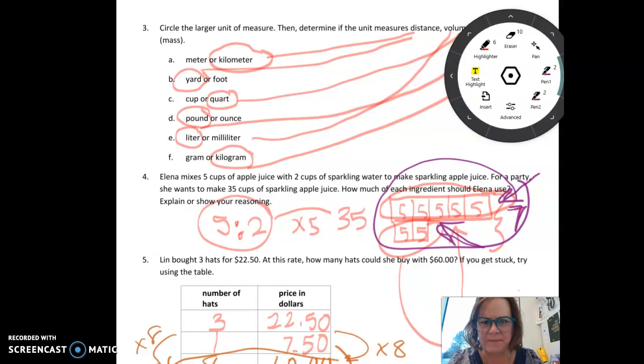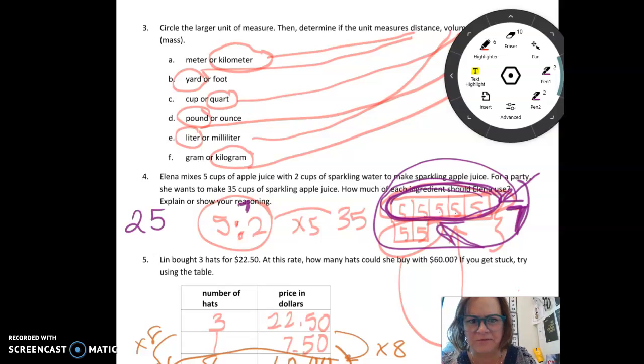And so if I want to make 35 cups, then I'm going to need to scale these 7 parts up by 5 to get to 35, because 7 times 5 is 35. And so if I scale it up by 5, then I know that's the value of each of these pieces. And 5 times 5 for the apple juice would be 25, and 5 times 2 for the sparkling water would be 10. And I can double check my work here because 25 plus 10 is 35, and that's what I'm going for.